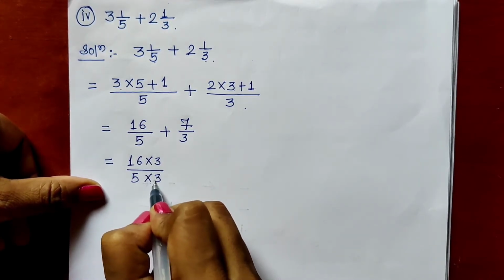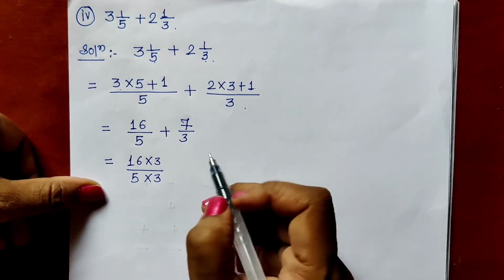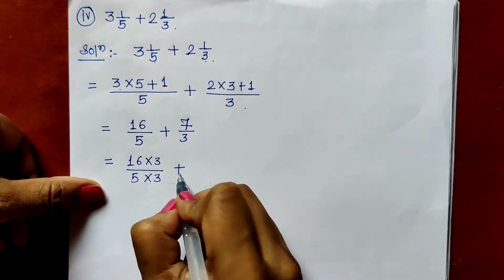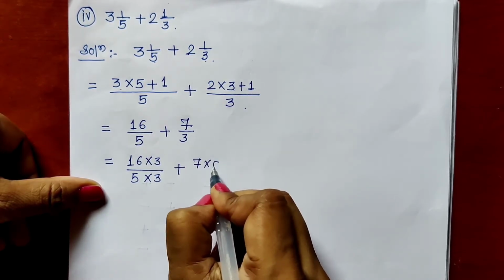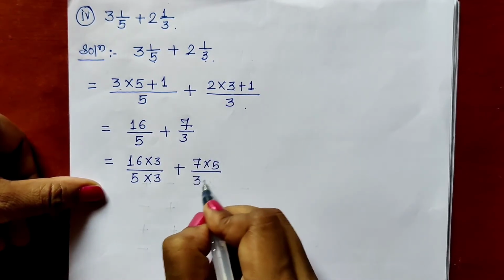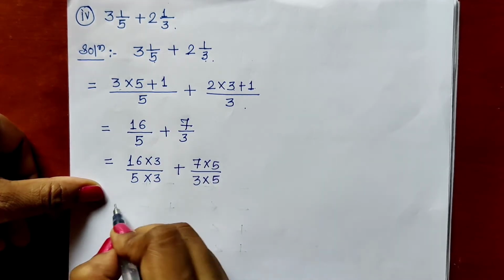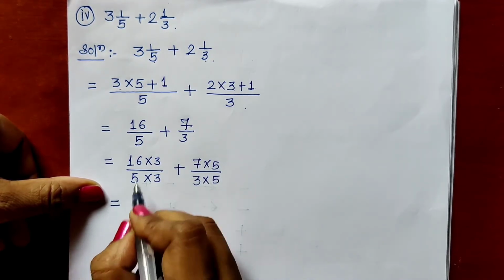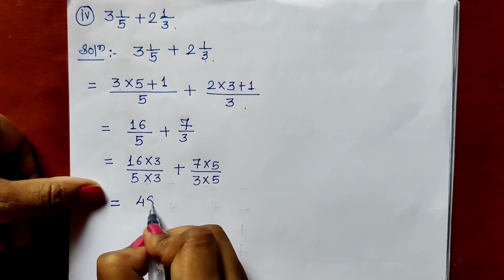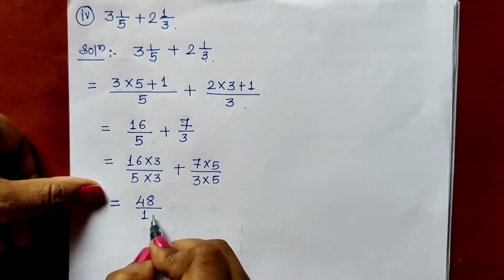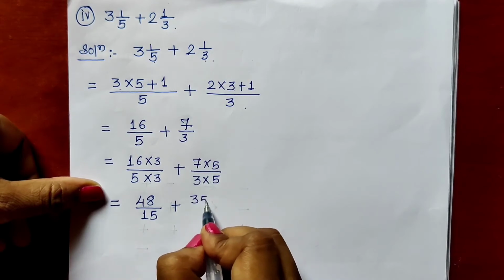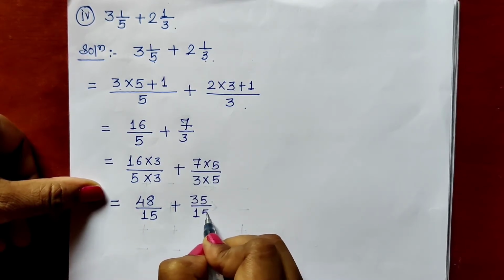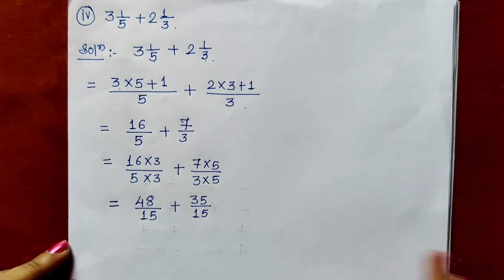Why are we multiplying by 3? Because 3 is the new denominator of the second fraction. Now let us multiply the second fraction by 5. 7 into 5 upon 3 into 5. What we get? 16 threes are 48. 5 threes are 15. 7 fives are 35. 3 fives are 15. That means we are getting equal denominators now.